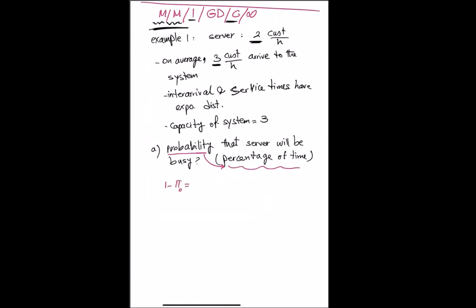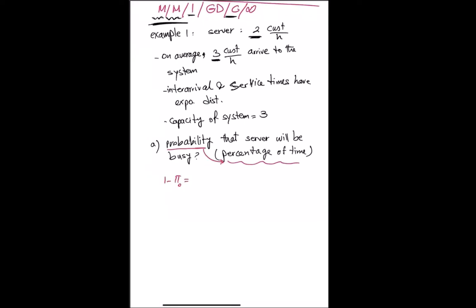Because pi 0 is the chance that the server is idle. If we don't have pi 0, then we have pi 1. What are the other options other than pi 0? Since our system has a capacity of 3, when you say 1 minus pi 0, what else is left here? So this means the chance that the server is busy. Can you tell me in another way? The server is busy when there is 1 customer in the system, or 2 customers in the system, or 3 customers in the system.